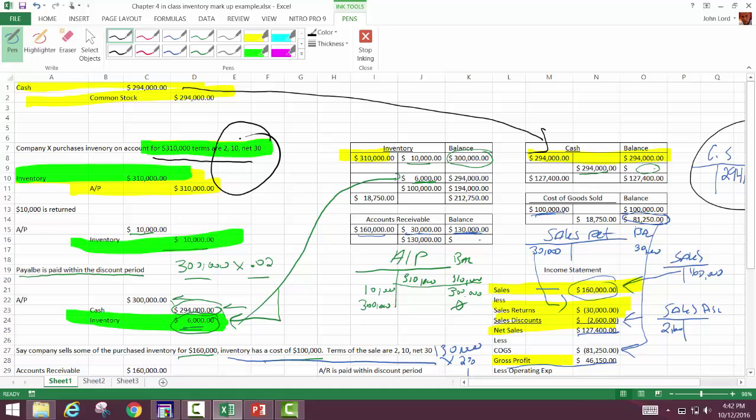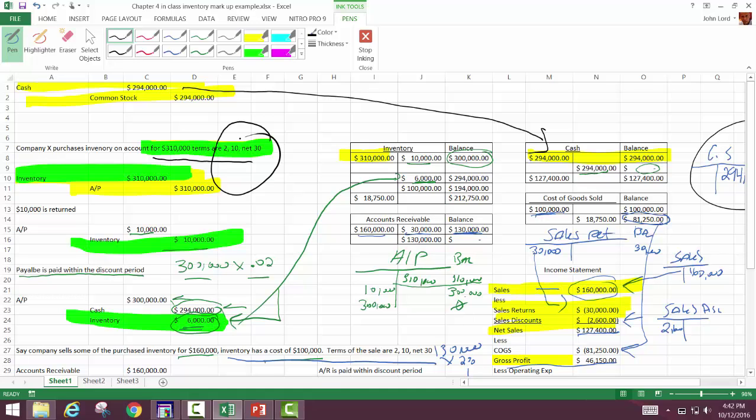2/10, net 30 means a 2% discount if I pay him within what? 10 days. If I don't pay him within 10 days, I have to pay the whole amount within 30 days, okay. All right, now what happens?